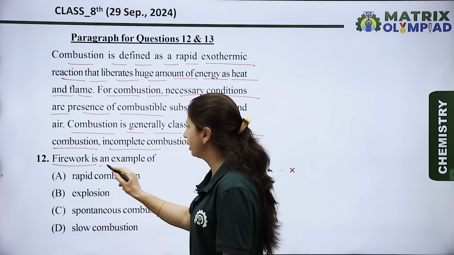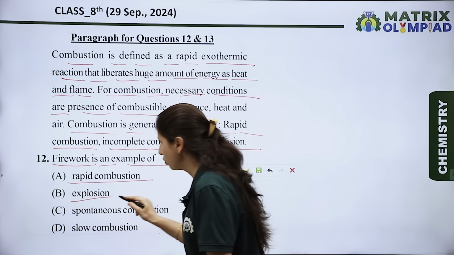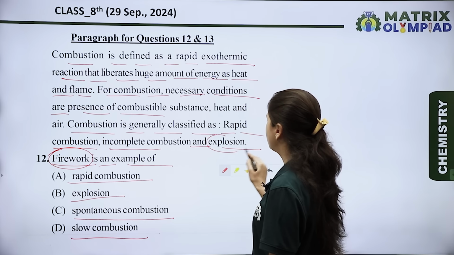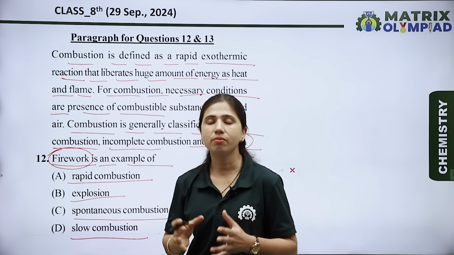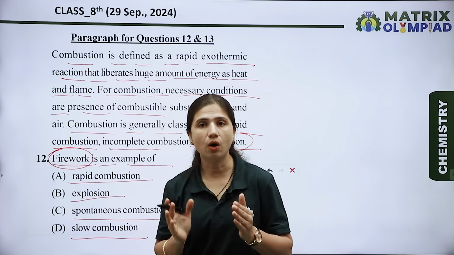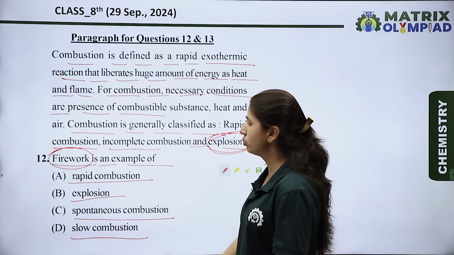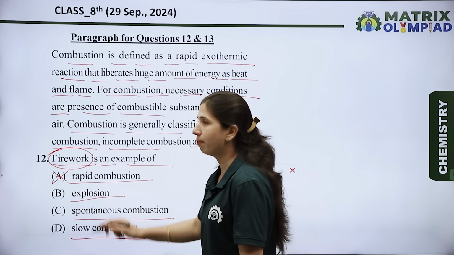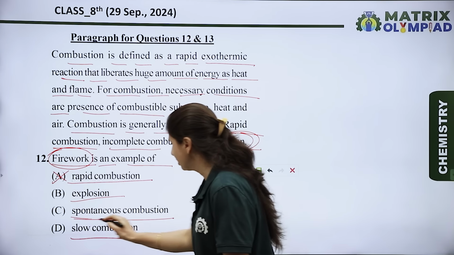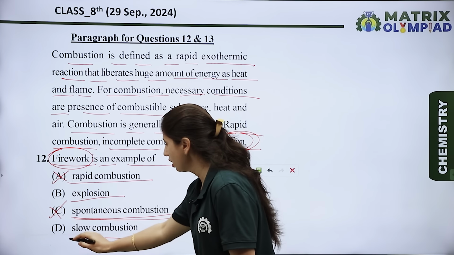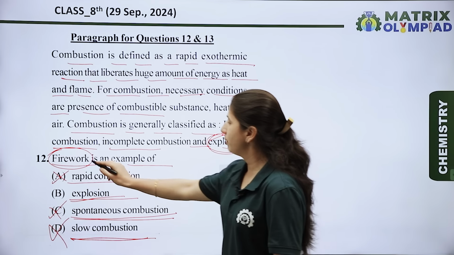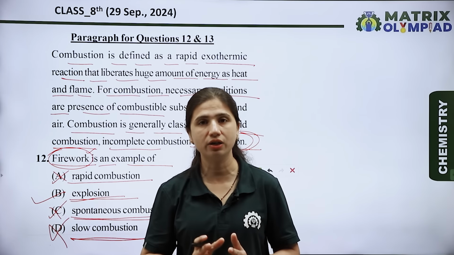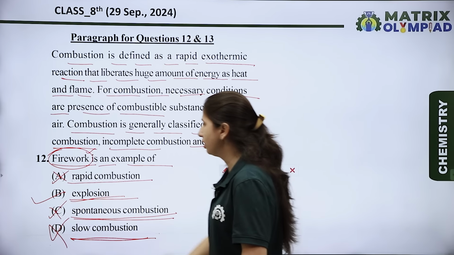The question is: firework is an example of rapid combustion, explosion, spontaneous combustion or slow combustion. Basically, firework is an example of explosion. At the time of explosion, a lot of heat, energy, and sound are released at the point of explosion, or we can say in explosive combustion. So rapid combustion is wrong. Rapid combustion generally happens when we strike the matchstick. Spontaneous combustion is also a wrong option, and slow combustion is also a wrong option. Now the explosion. Firework is an example of the explosion which releases a huge amount of energy, heat, and sound also. So option B is the right option for this question.